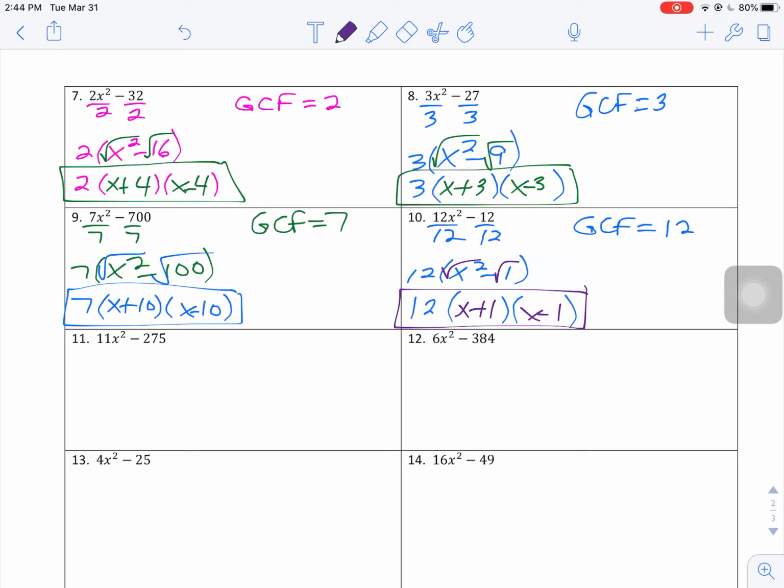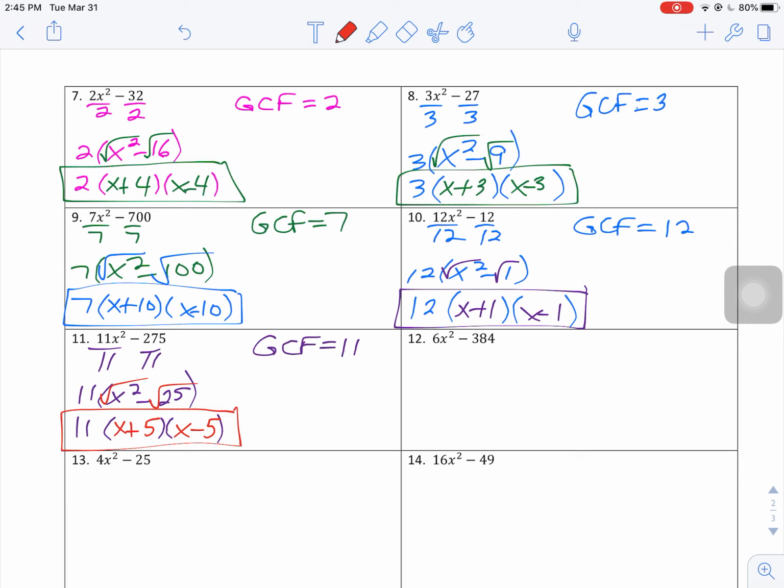On number 11, is there a GCF other than 1? Yes, 11. So divide everything by 11. Looking at your leftovers in the parentheses in the back, it's two terms, it's subtraction, and both of the terms are perfect squares. So square root of x squared is x. Square root of 25 is 5. Make one positive, make one negative, done. Don't forget to drag down the GCF in the front. That's a very common mistake for students, is to forget to drag down that GCF in the front.